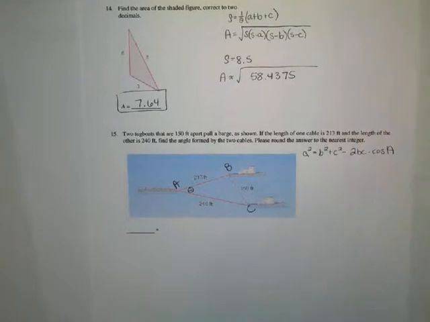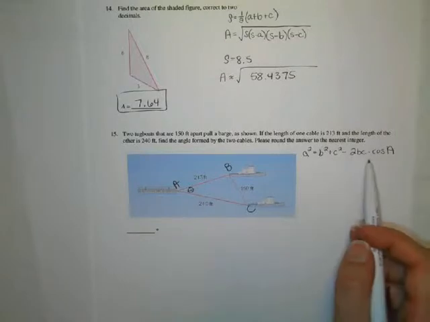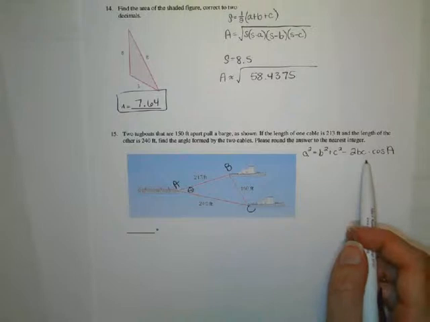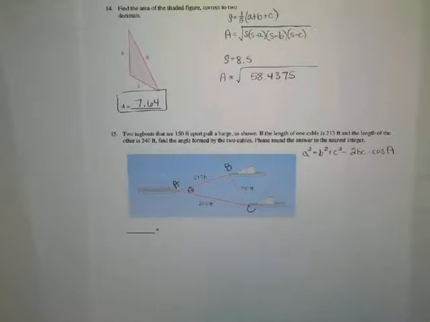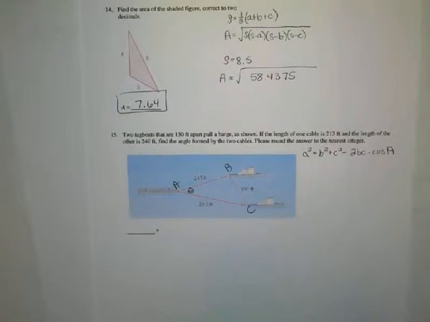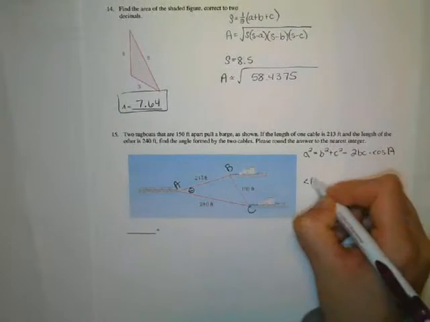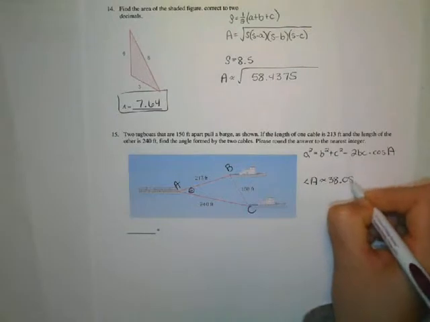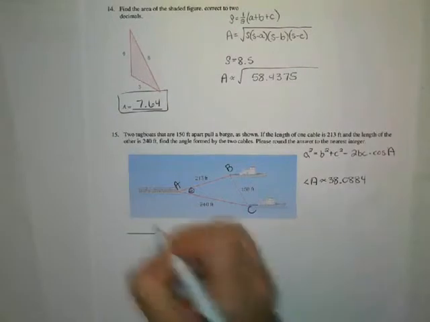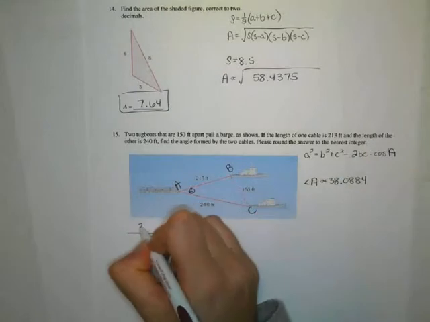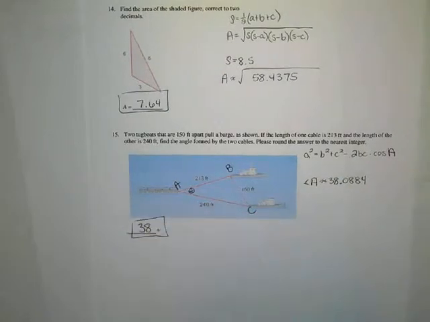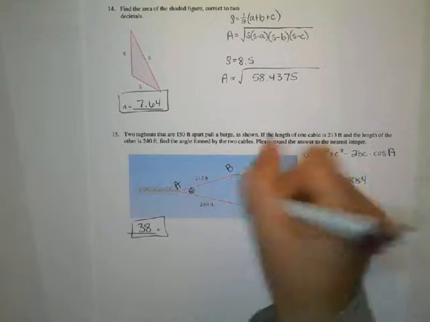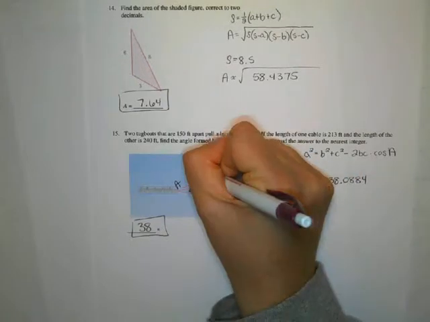So we're going to do the exact same thing we did on number 13. So I'm going to cheat here. I'm actually not going to fill anything in for you, make you work a little bit. Well, what you should end up with is that angle A is approximately 38.0884. And if I round to the nearest integer, it would be 38 degrees. So try it on your own, plug these in. This is little side A, little side C, little side B, and hopefully that will help.